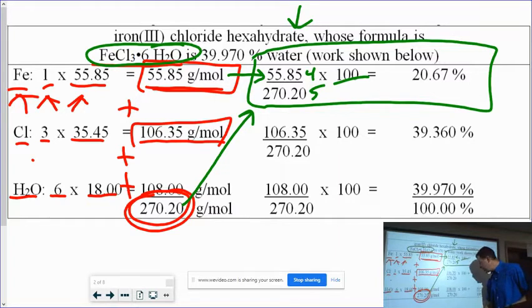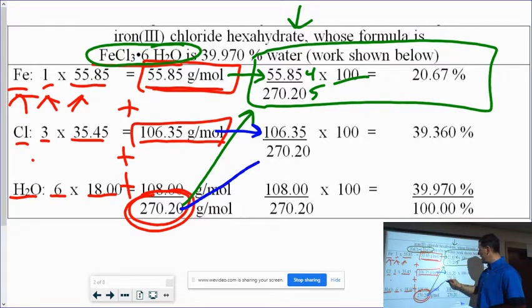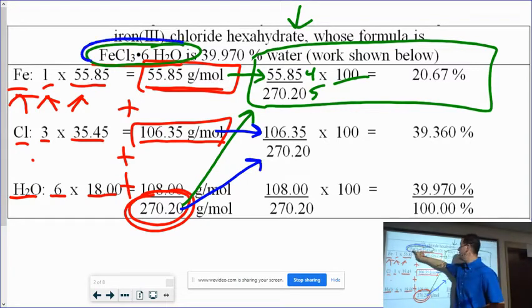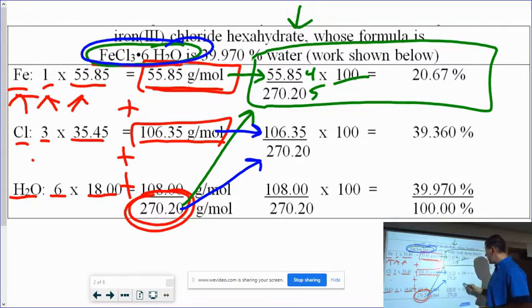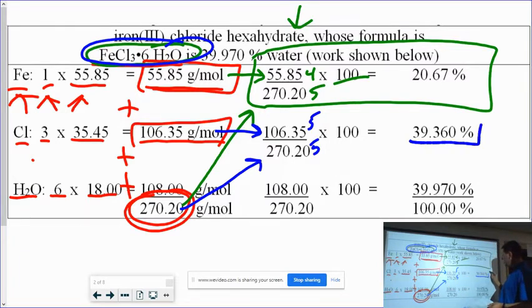Then we do the exact same thing with the chlorine. So we take the total mass of all the chlorines, put that on top. We take the total molar mass of the FeCl3·6H2O, and we multiply by 100. Here we have 5 sig figs. Here we have 5 sig figs. We don't count the 100. And here we have a number that goes with 5 sig figs.